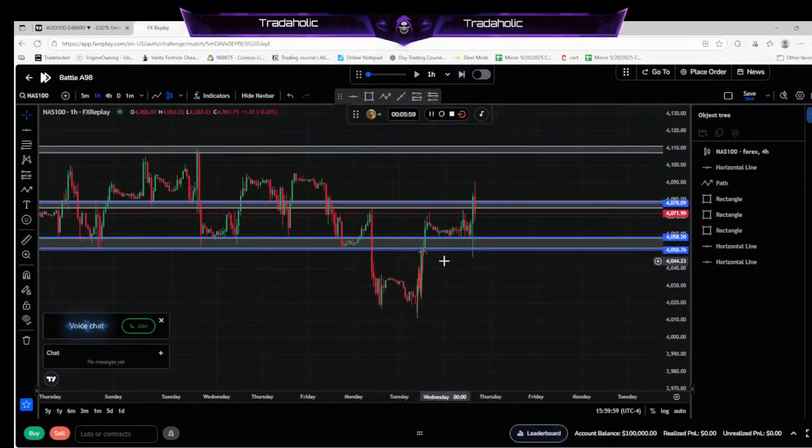Okay, we never reclaimed these lows. I avoided overall loss here. The 1 hour time frame is going back to bullish structure. Let's clear the chart and start all over.